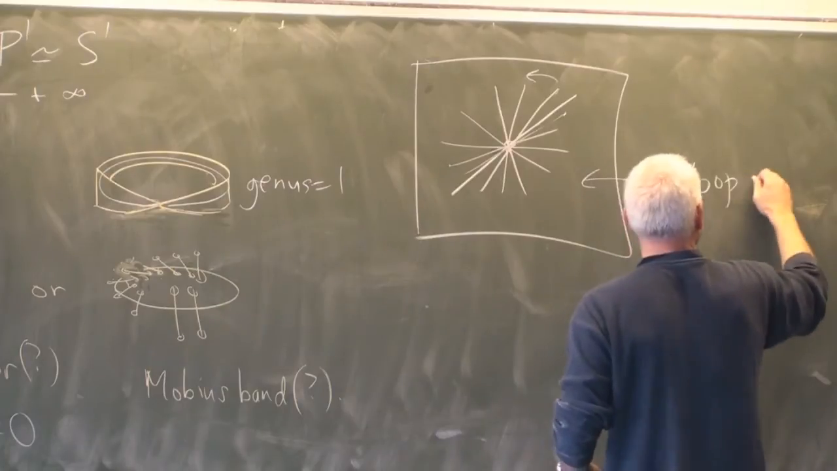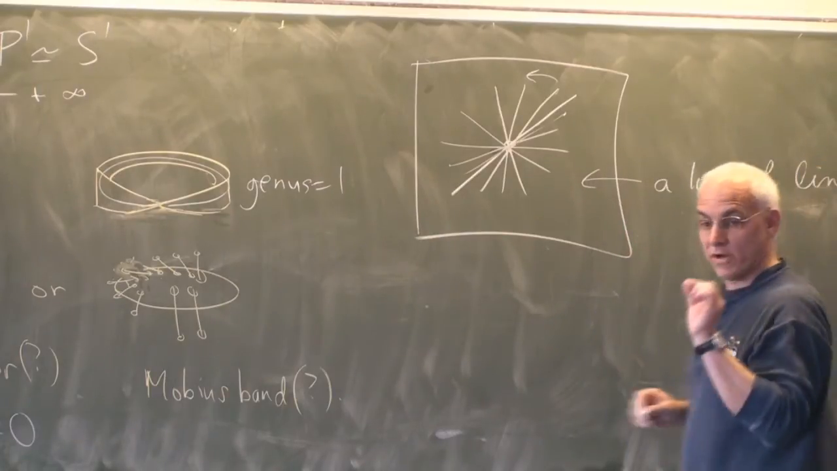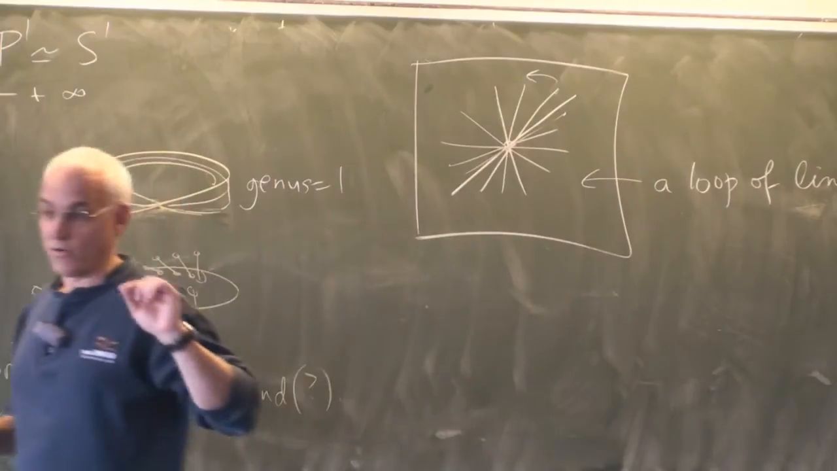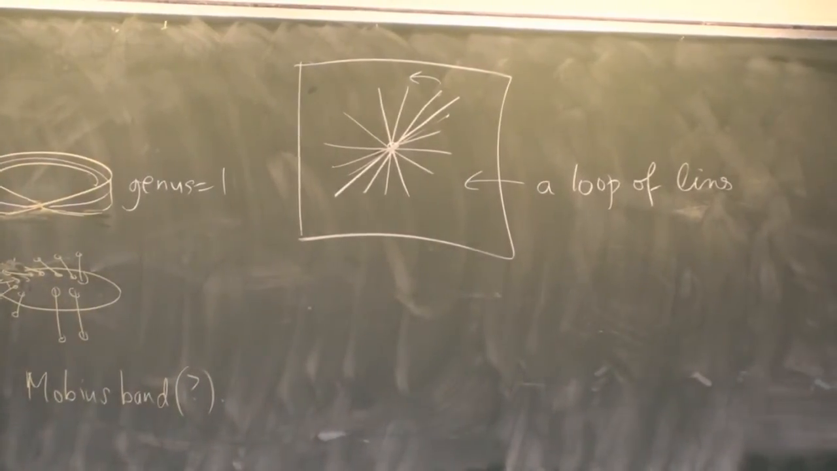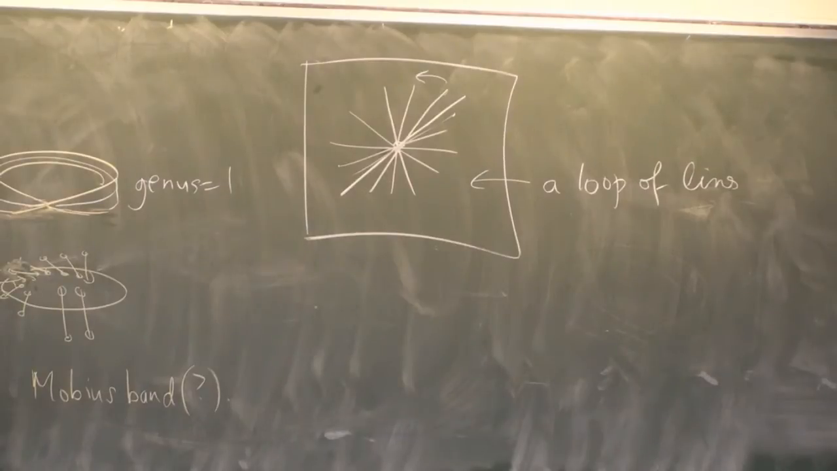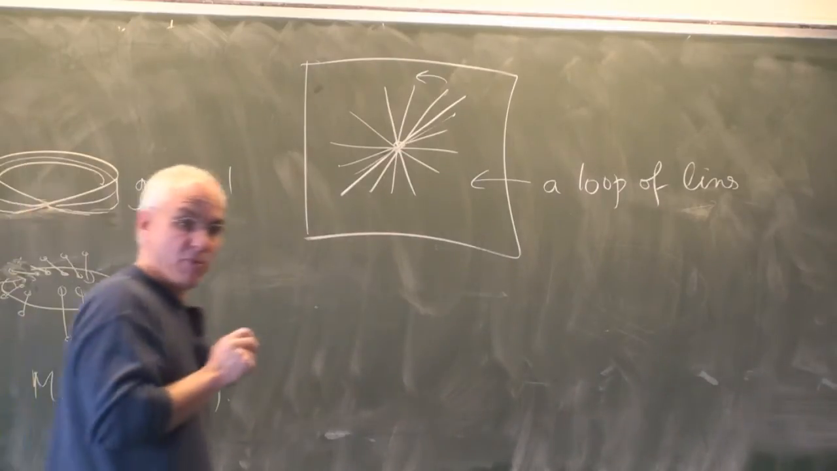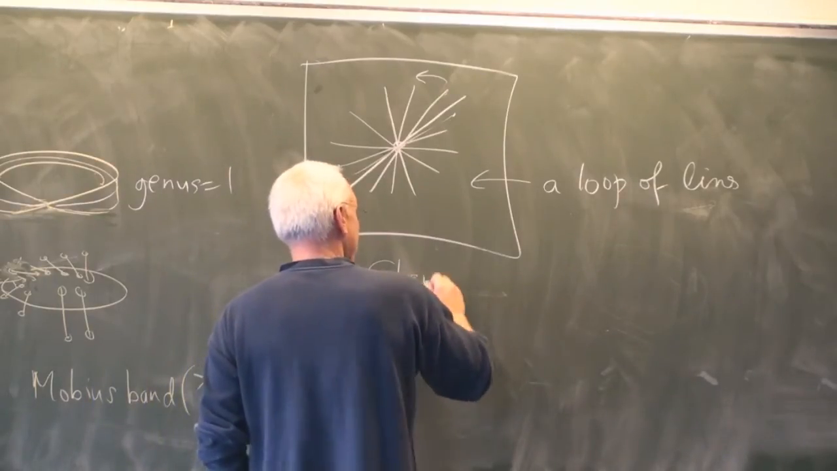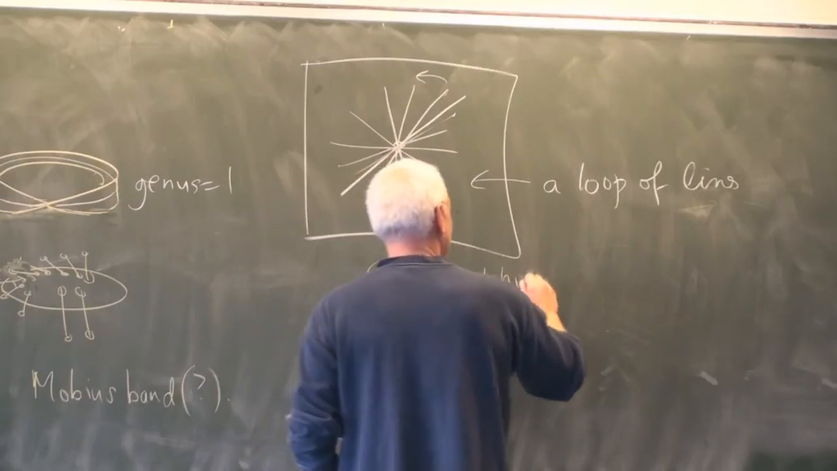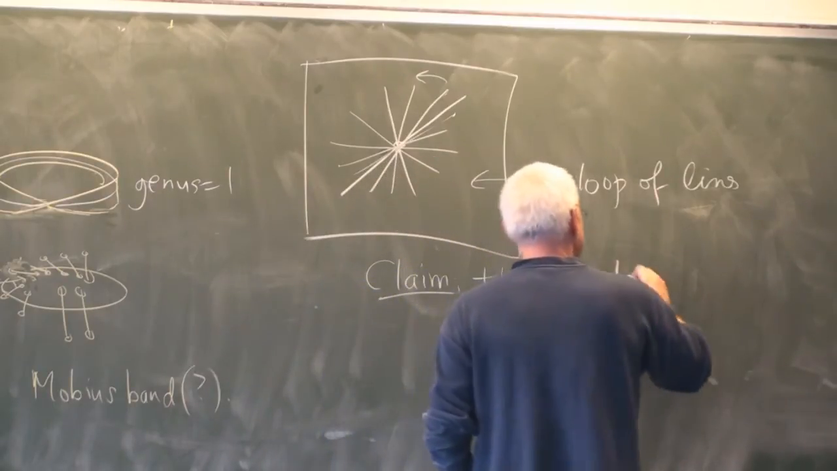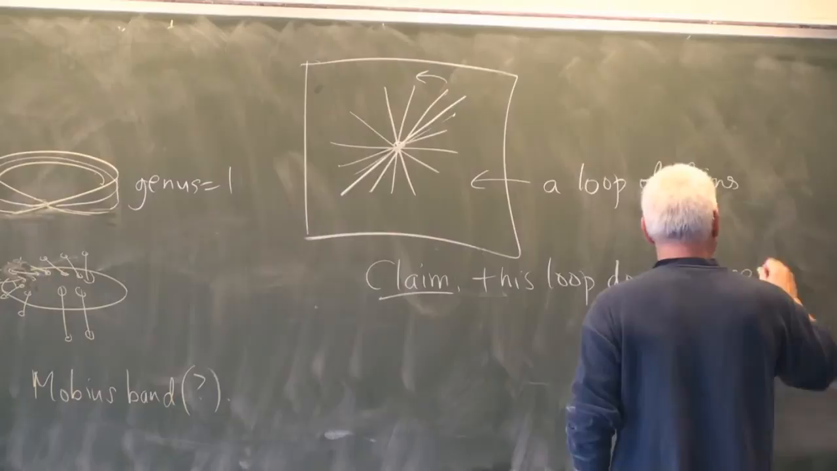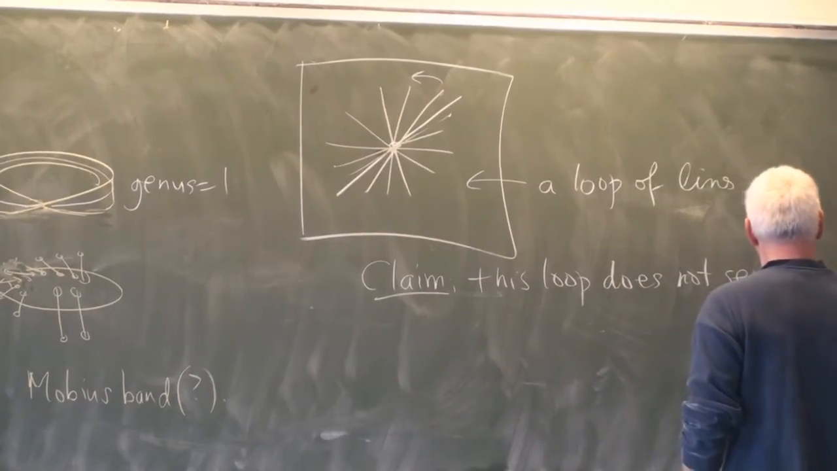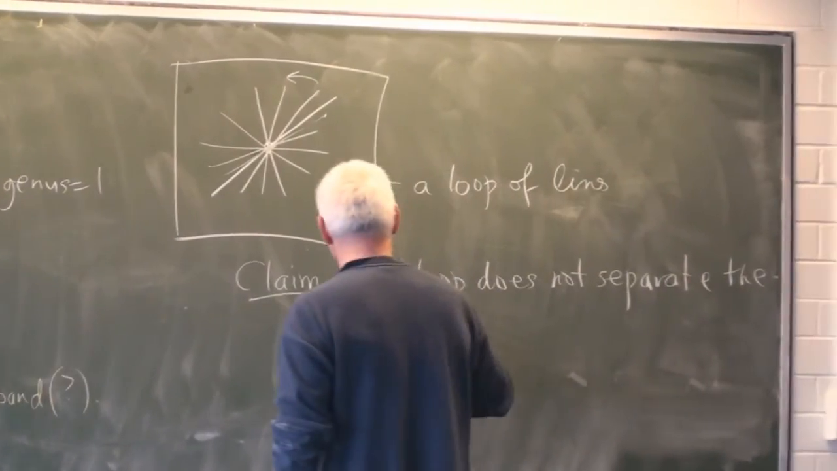Doesn't look like it, because each one of those lines is distinct from each other, right? They're all different, and they're varying continuously, and we're starting at the same place that we're ending up. That's a loop. Okay, so now the question is, does that loop separate the space into two pieces? I claim that this loop does not separate the space. We're calling it M.